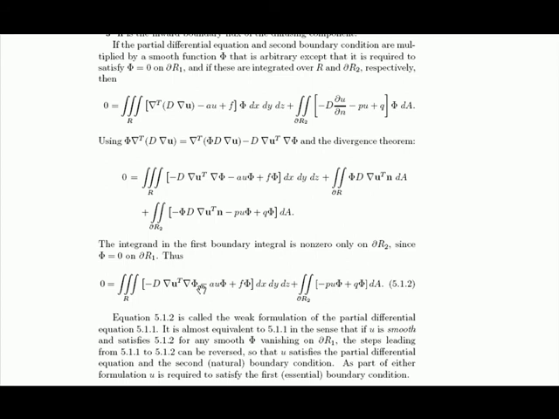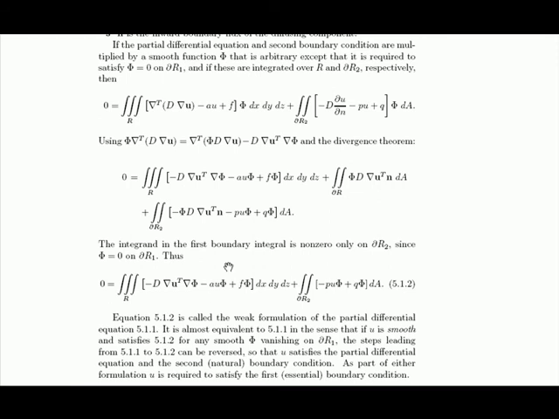But the weak formulation is equivalent to the original PDE in the sense that you can go backwards and say if this holds for all smooth phi satisfying phi equals 0 on the essential boundary, then u will satisfy the original PDE and the natural boundary condition.